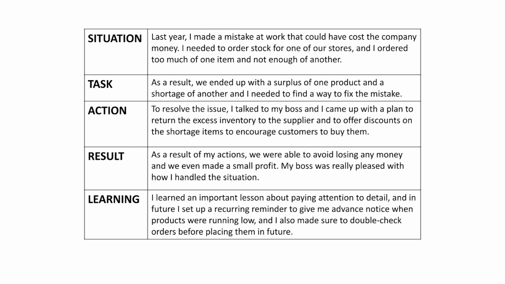Well, first and foremost, this answer fits the STAR method here. You can see the situation was ordering too much of one item. The task was to find a way to fix the mistake. The action was coming up with a two-part plan to return the inventory and encourage customers to buy the shortage items, and the result was that your boss was pleased and a small profit was made.